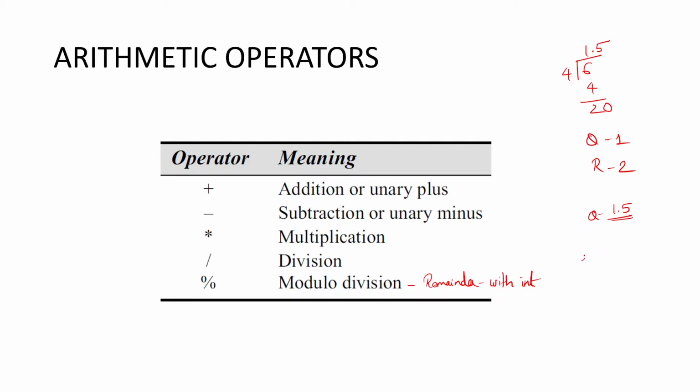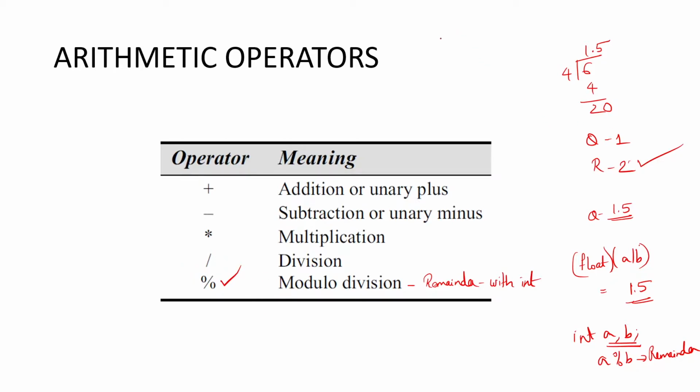If I take the result as float of A slash B, it will be float type, so it will be 1.5. In that case, there won't be any remainder. Only if A and B are int, then A percentage B will give the remainder. So to get the remainder, A and B should be integers. That is called modulo division, and we use the percentage symbol. So we have A plus B, A minus B, A star B, A slash B, and A percentage B.